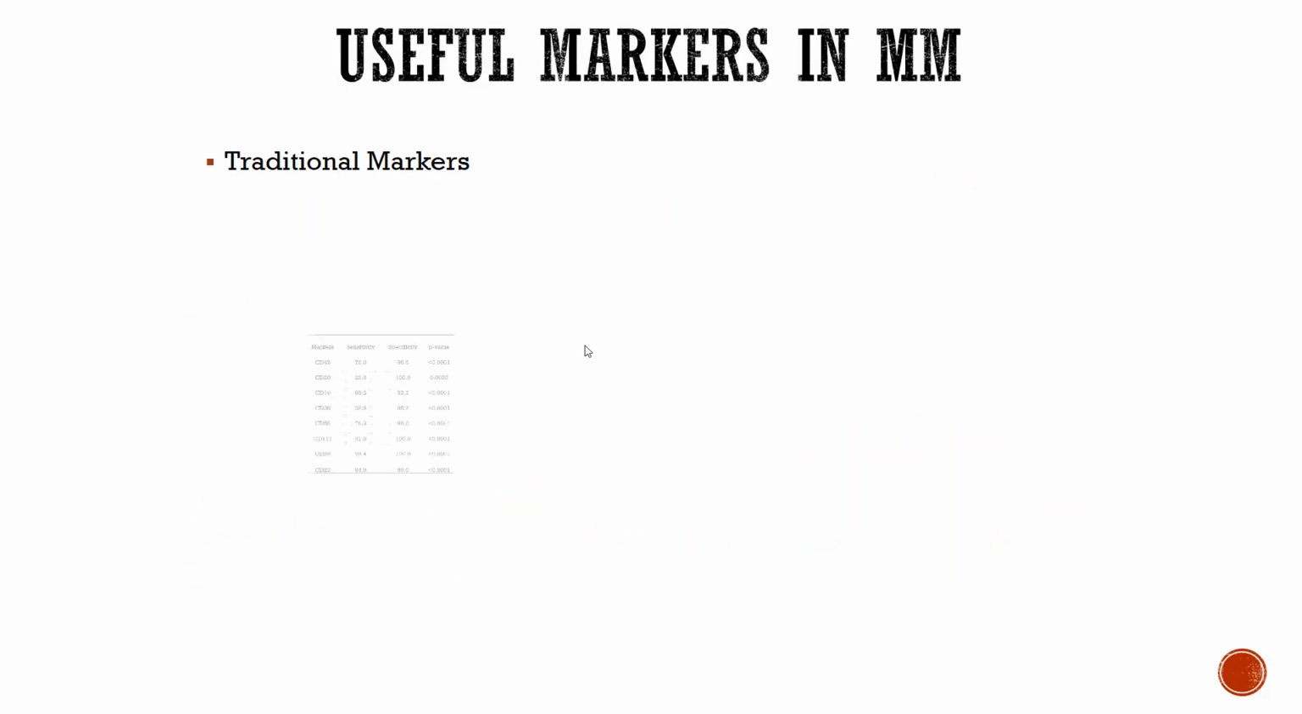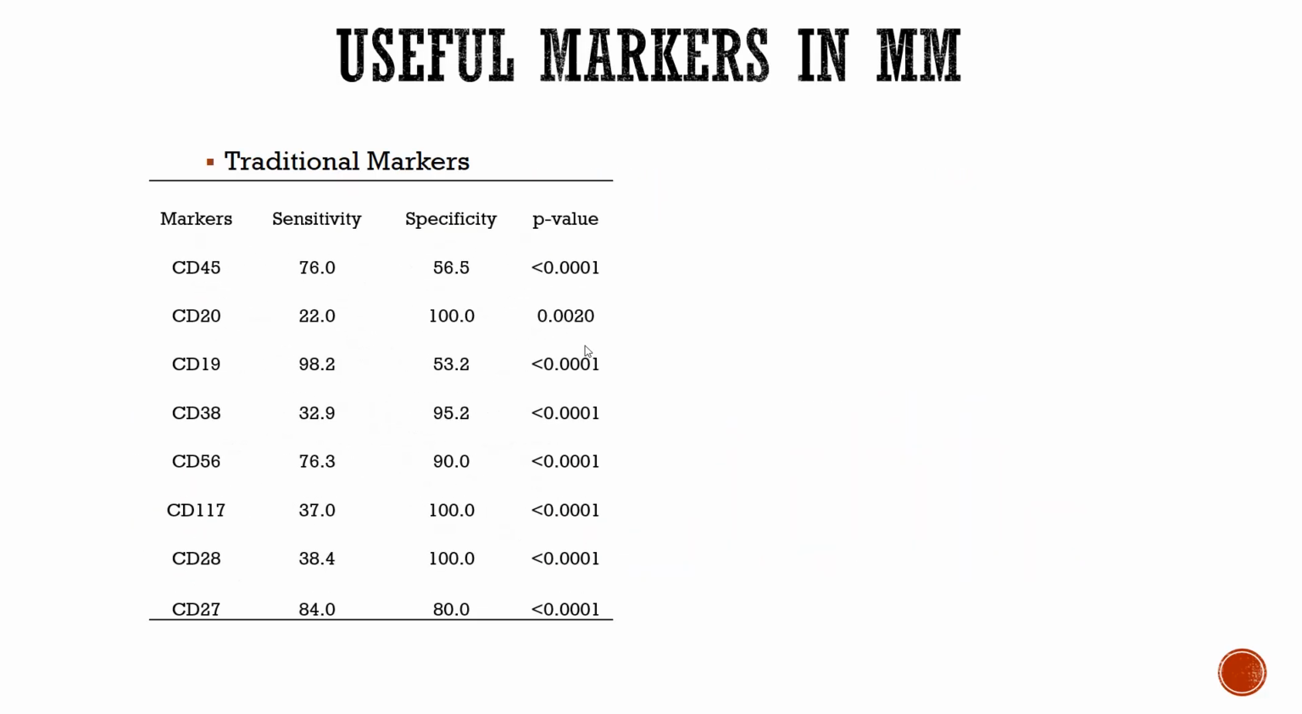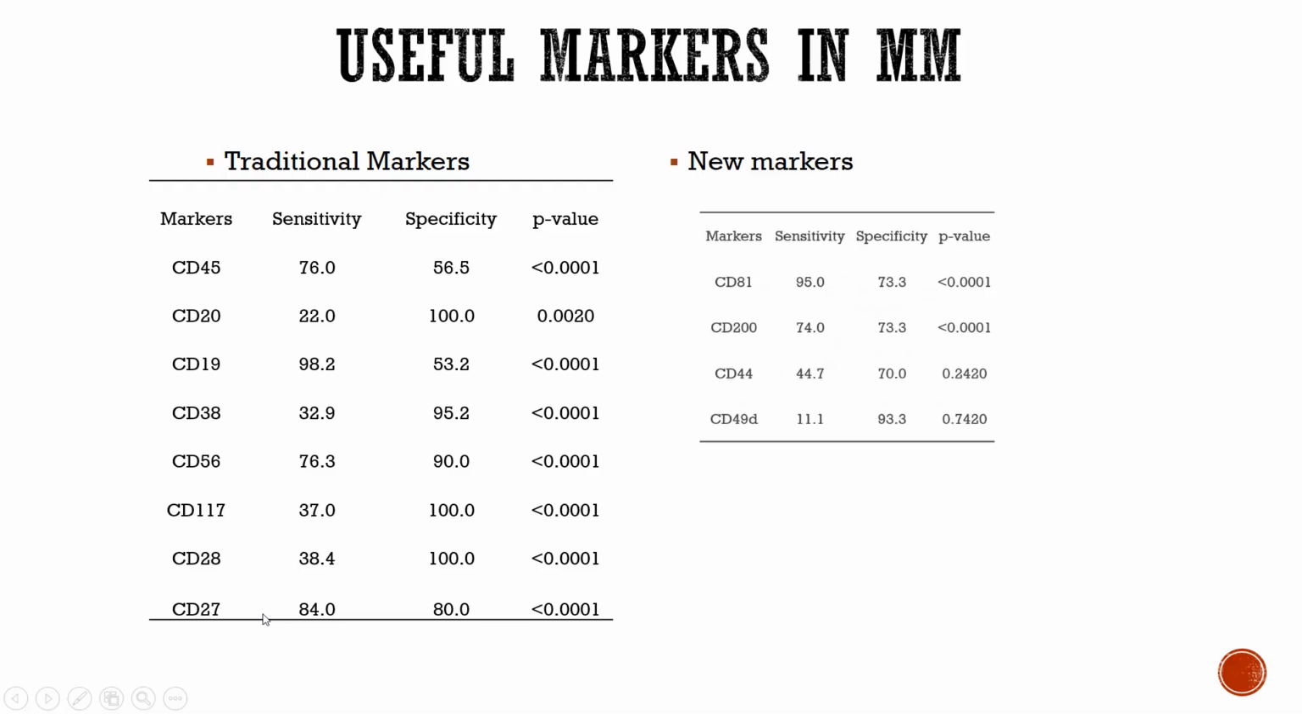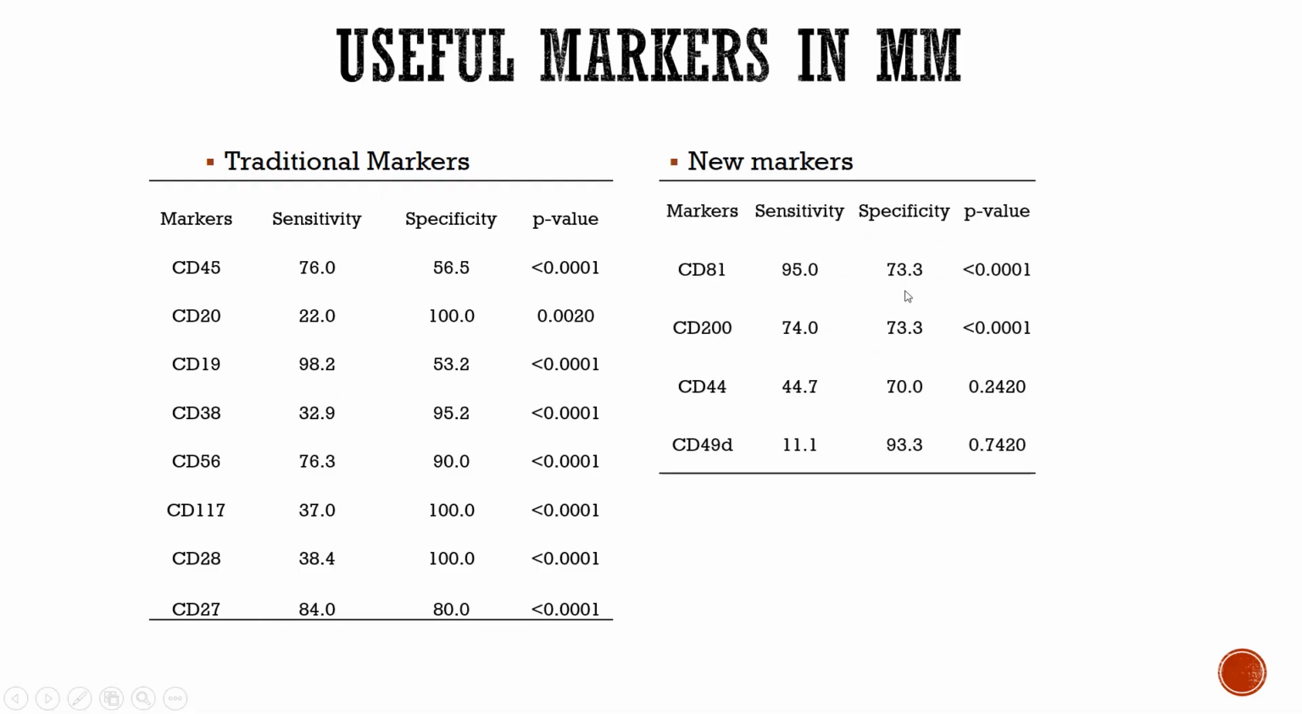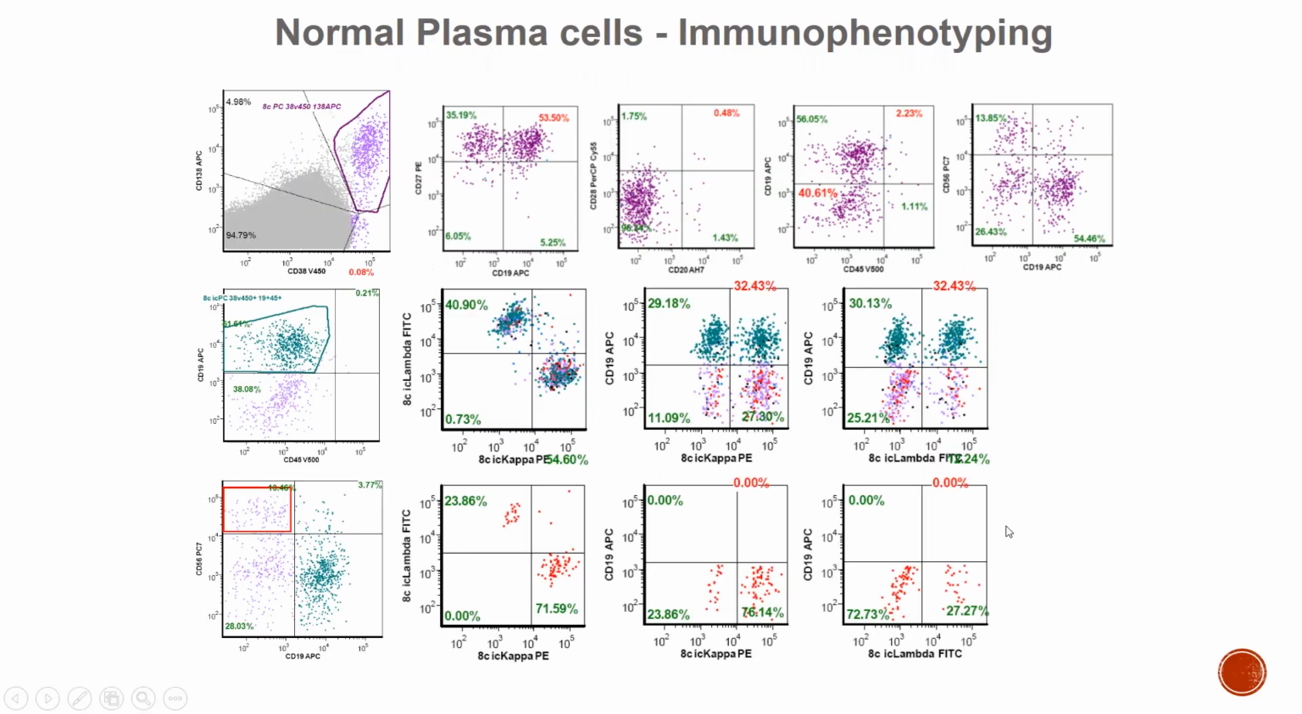So, useful markers in multiple myeloma. If you look at the sensitivity, these are the markers we find very useful: CD45, 20, 19, 38, 56. When I say 38, I mean weak 38. Also CD117, CD28, and CD27. Among other markers recently used, CD81 was pretty helpful and CD200 was also found pretty helpful. But other markers like CD44 and CD49d were not helpful.